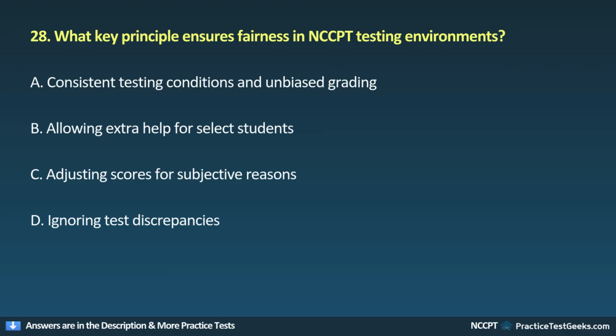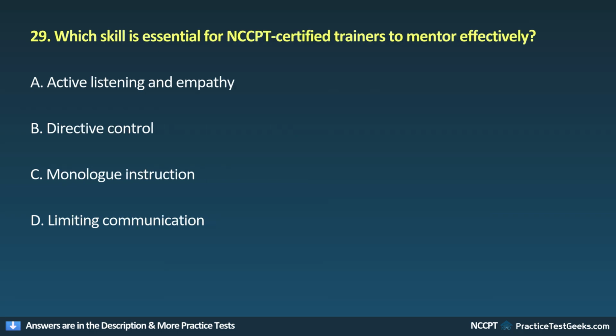28. What key principle ensures fairness in NCCPT testing environments? A. Consistent testing conditions and unbiased grading. B. Allowing extra help for select students. C. Adjusting scores for subjective reasons. D. Ignoring test discrepancies.